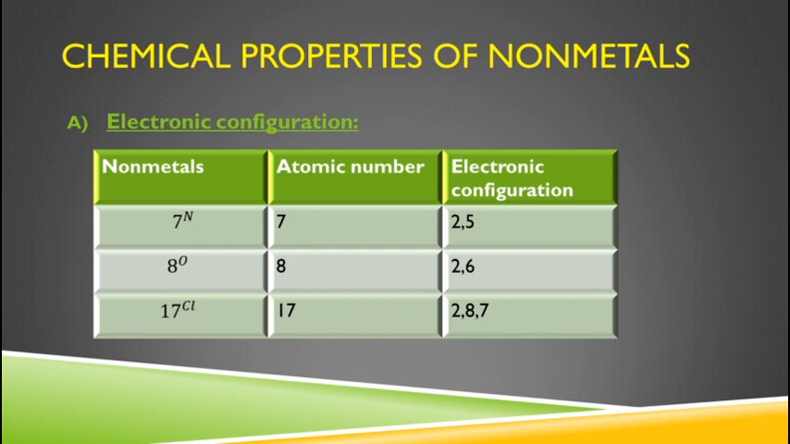Here some examples are given: nitrogen, oxygen and chlorine. The atomic number of nitrogen is 7, its electronic configuration is 2, 5; for oxygen it is 2, 6; and for chlorine the electronic configuration is 2, 8, 7. Students, here we can say that in the electronic configuration they have only 4 to 7 electrons in their valence shell.